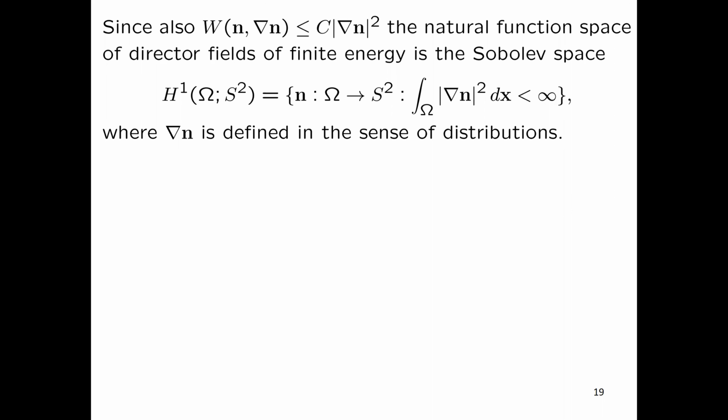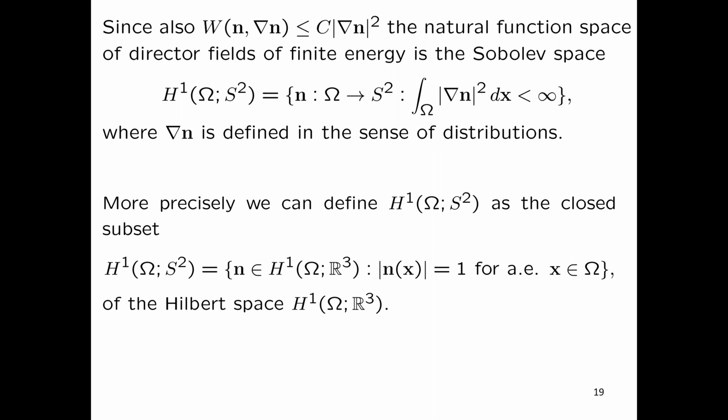So that means that the natural function space of the vector fields of finite energy is this Sobolev space, written H1 of omega with values in S2. It's the set of maps n from omega to S2, so the set of unit vector fields, such that the integral of the gradient of n squared is finite. And the gradient of n is defined in the sense of distributions, so it's allowed to take certain kinds of jumps, but not all kinds of jumps. We'll see more about that later.